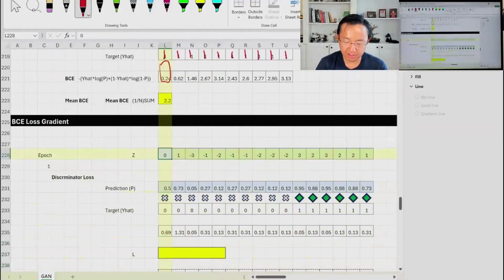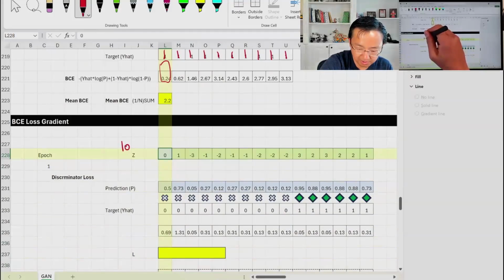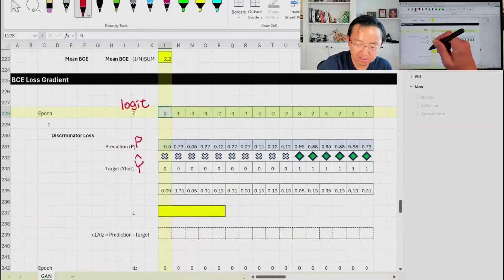So we have this logit here, and then we still have a prediction and y hat, and then we have this loss. That's something we did earlier. This is the loss.